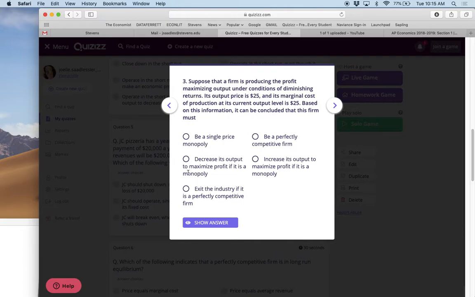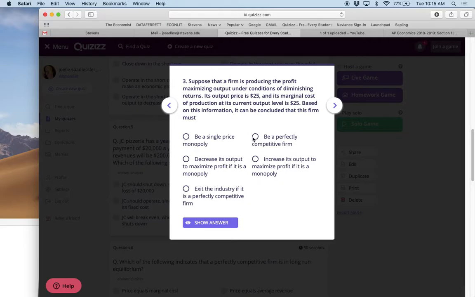Should it decrease its output to maximize profit? No, right? Because it's already maximizing. Price is equal to marginal cost. Okay. Should it exit the industry? No. Well, we can't tell, right? Because we can only tell that if we know about its costs, about average costs and average variable costs. Increase its output, you cannot tell that.